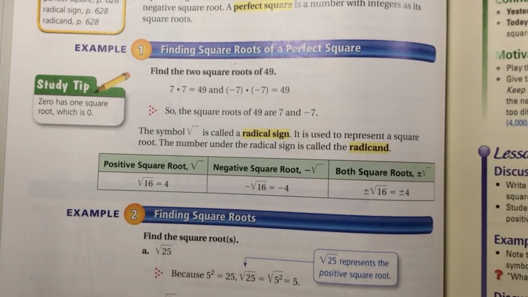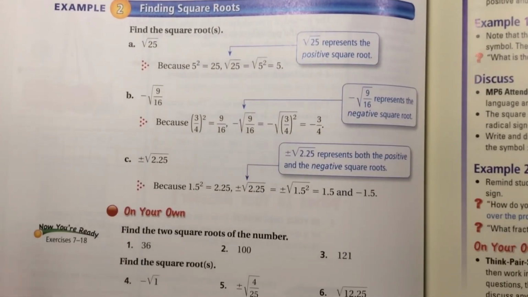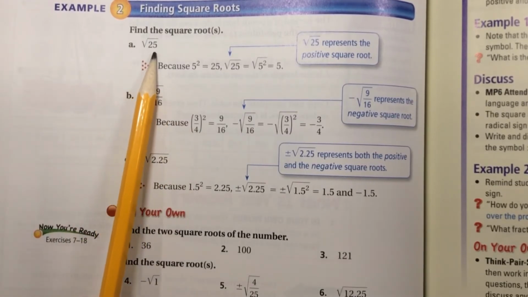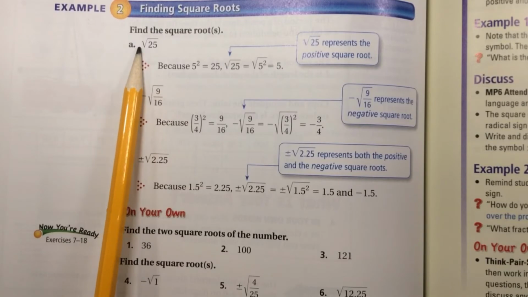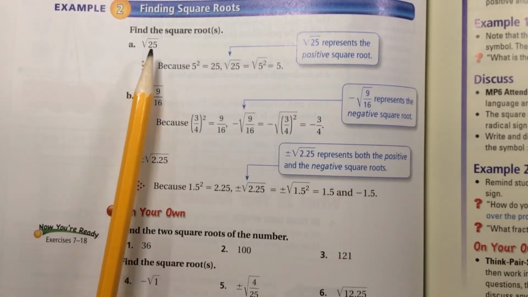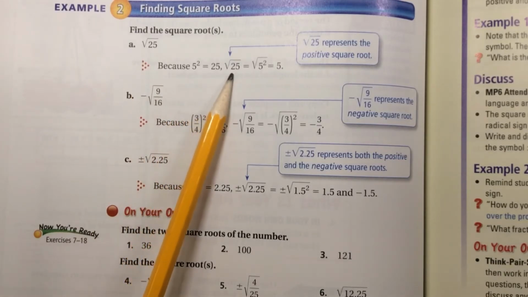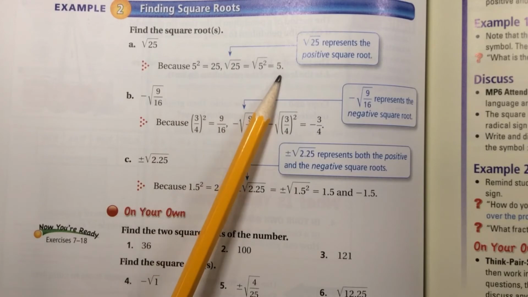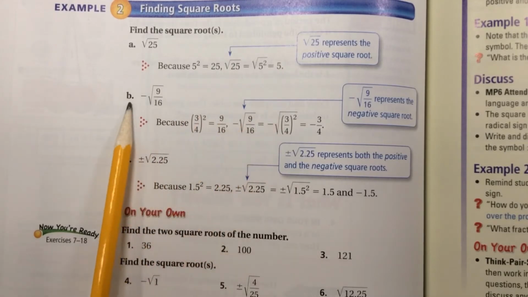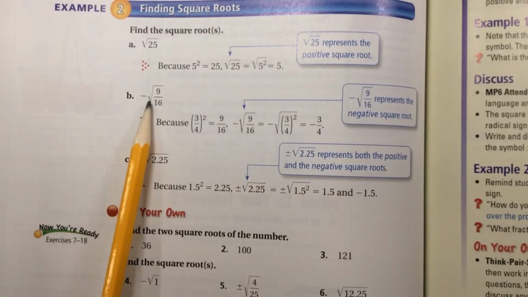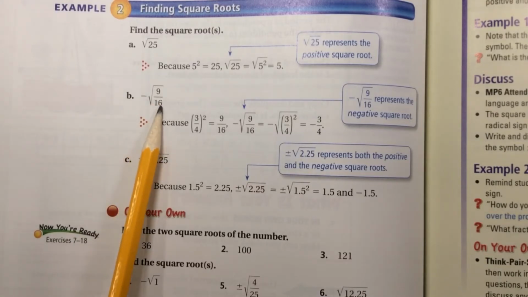Example 2, finding square roots. So find the square root of 25. Because there is no negative or positive-negative sign out here, we're just looking for the positive square root of 25. And because 5 squared is how we get 25, the square root of 25 is 5. Now we're looking for the negative square root because it's got that negative sign out front. The square root of 9 over 16.